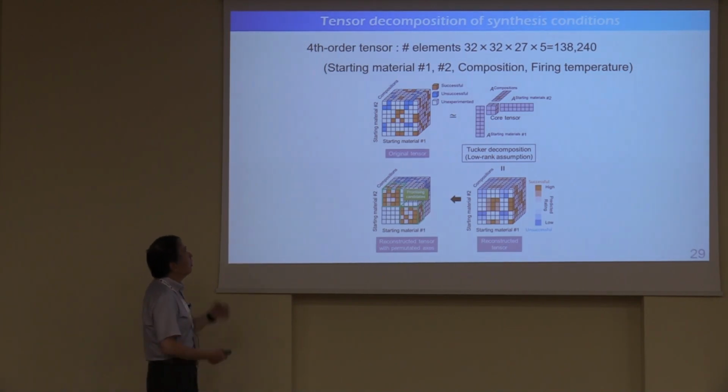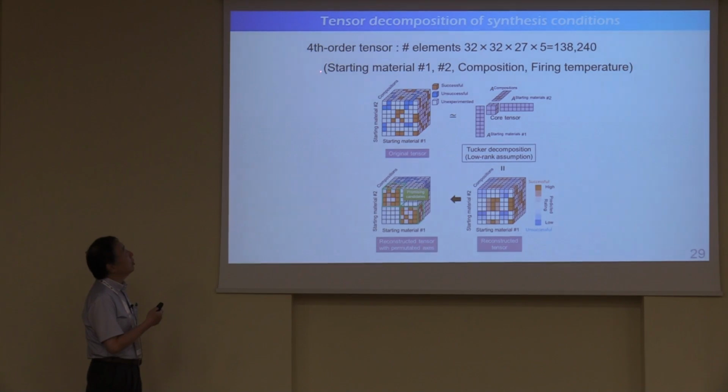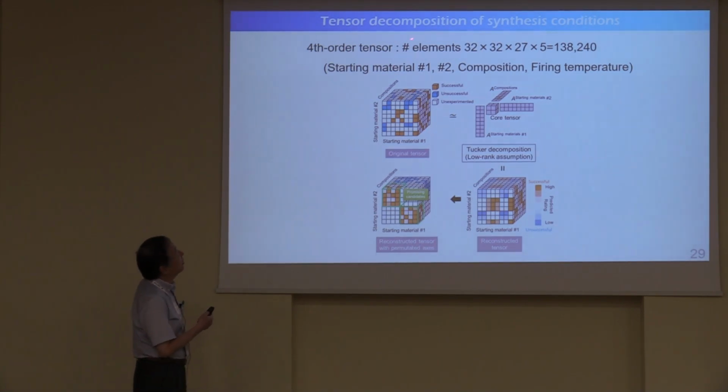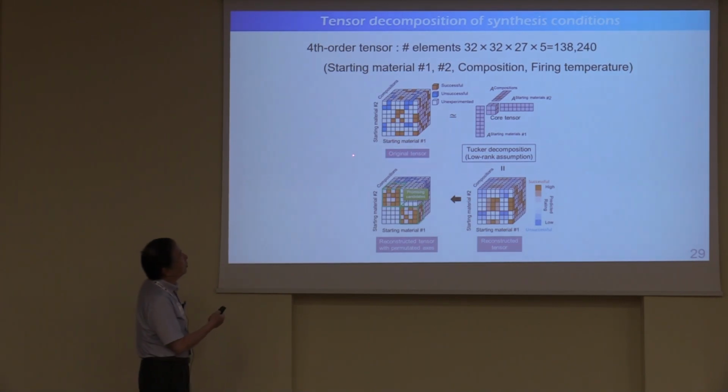This is a third-order tensor, and for simplicity, but actually we made a fourth-order tensor composed of a number of elements: a fourth-order tensor with starting material number one, number two, and composition, firing temperature. This is fourth-order, but let me explain third-order. This is starting material number one and starting material number two and composition.